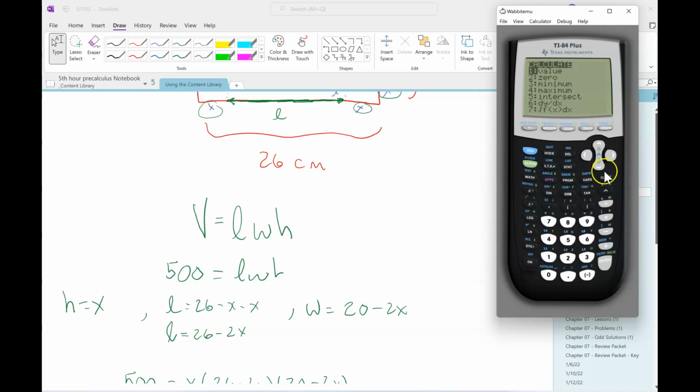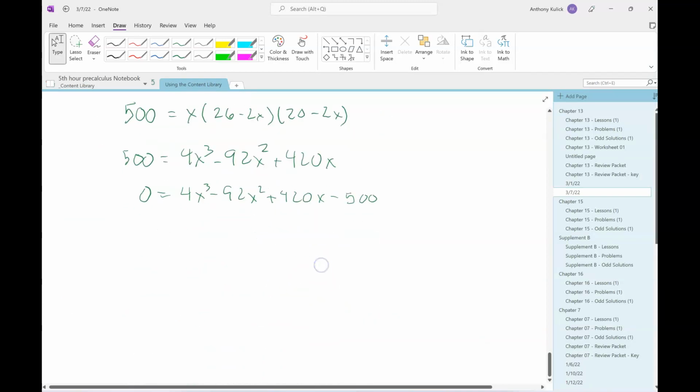The zero command. Here it's asking for left bound, right bound, and guess. So I'll find the furthest left one first. There I know that I'm below the x-axis because my y coordinate is negative. I'll press enter. I'll move to the right a little bit. I'm above the x-axis, so I can see my y is positive. Press enter for guess. So I get 196 as one value for x.